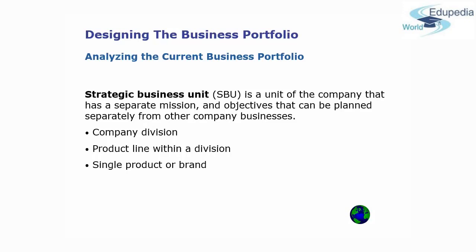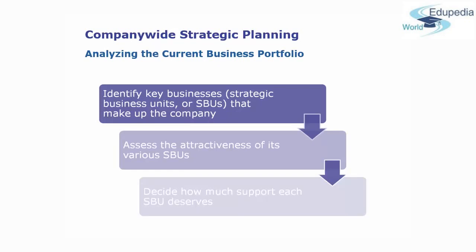It's usually known as the SBU, the strategic business unit, and is a unit of the company or a department that has separate mission and objectives that can be planned separately from other company businesses. So you have a company division, you have a product line within a division, and you have a single product or a brand. This department is responsible for all the decision making, the goals, objectives, mission statement, all of these things. Company wide strategic planning: analyzing the current business portfolio, identify key businesses, strategic business units, or SBUs that make up the company, assess the attractiveness of its various SBUs, decide how much support each SBU deserves.